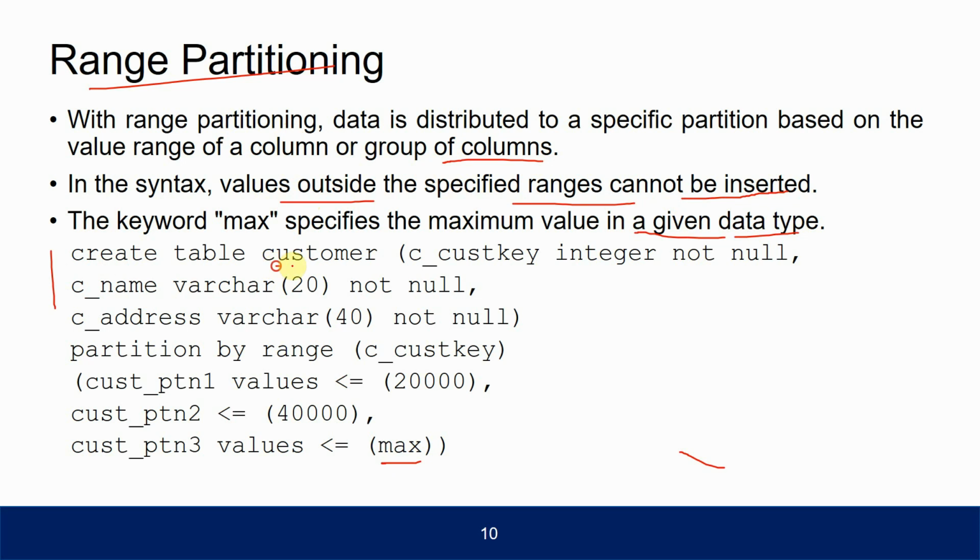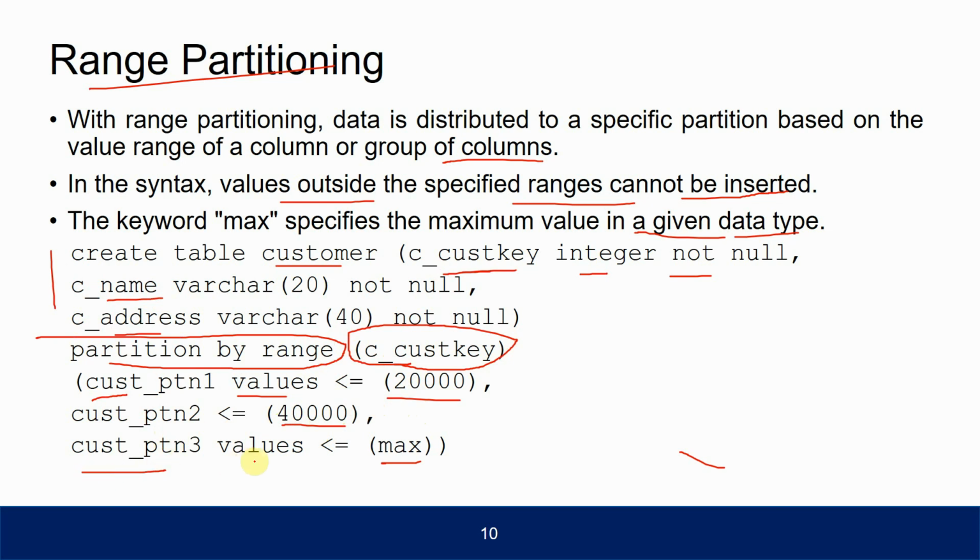Now, create table customer, with customer key integer not null, customer name, customer address, partition by range, and the key is customer key, which is specified here. And this is the criteria. Customer partition 1, this is partition 1, the values are less than 20,000. Partition 2, values less than or equal to 40,000, meaning between 20,000 and 40,000, I mean 20,001 up to 40,000. Customer partition 3, values less than or equal to max value. So essentially we have here three partitions.